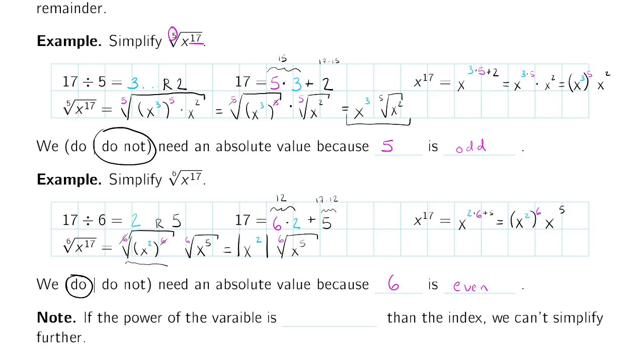Notice that we can only do this. We can only take out a factor that is a perfect fifth or sixth or fourth or second power if the power of the variable is more than the index. If the power of the variable inside the root is less than the index, we can't simplify any further. So if we've gotten down to a point where the power of the variable is less than the index, we can't simplify any further.